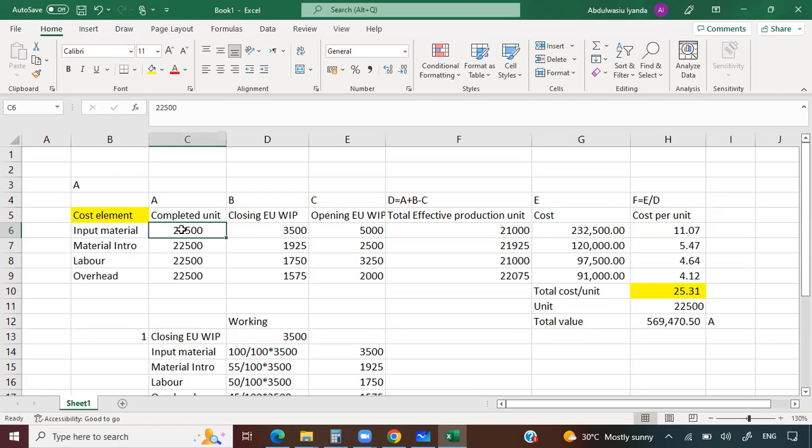You completed 22,500, and this is what you close with: 3,500 as material. Then what do you start with? You can even go another way around. I started with 5,000 and I have completed 22,500. Then I close with 3,500. You're still going to get the total effective. I started with 5,000, then I completed both. Then what do you now close with? It should still give us the same thing.